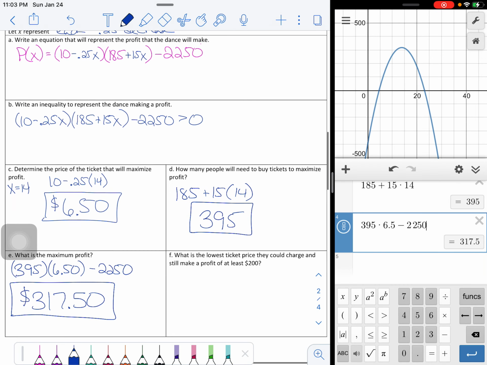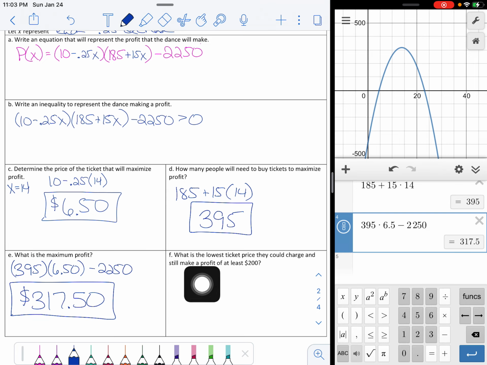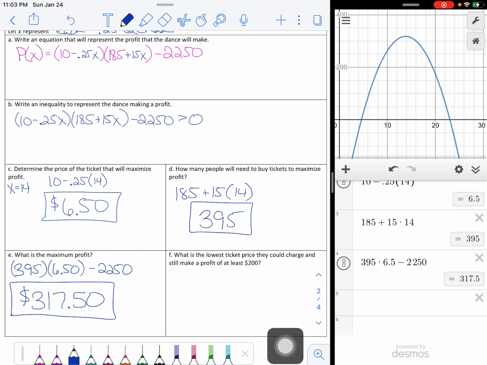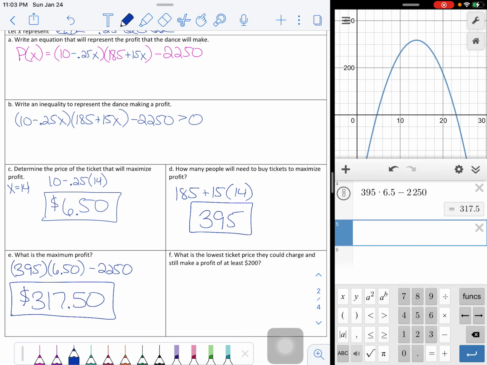All right, what is the lowest ticket price they could charge and still make a profit of at least 200? Okay, now we know this is possible because they can make a profit of 300 and change. So making a profit of 200 is absolutely doable. The way I'm going to figure this out is, again, making Desmos do my work for me. I'm going to make a horizontal line at 200. So to make a horizontal line, we're going to do y equals 200.